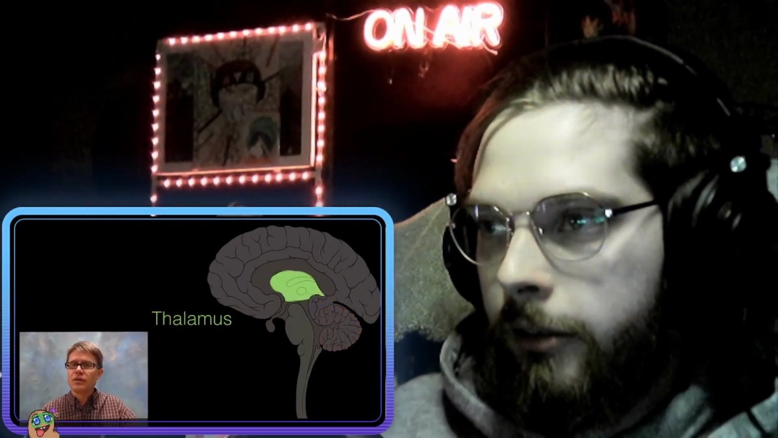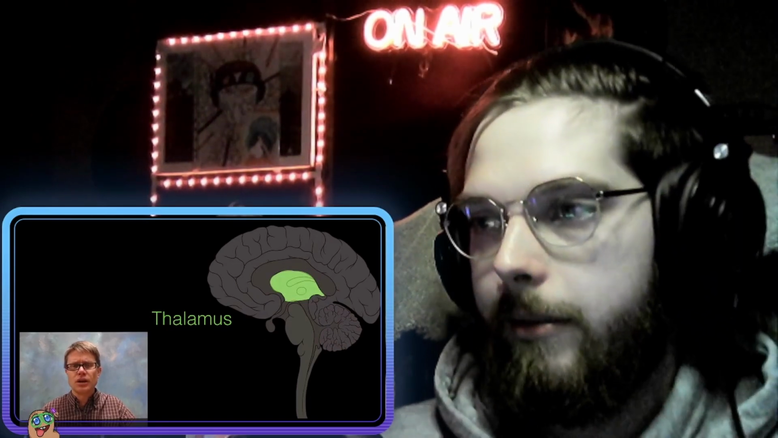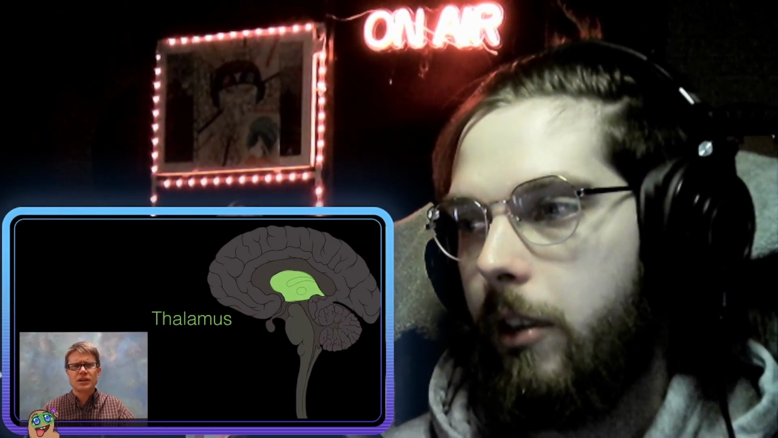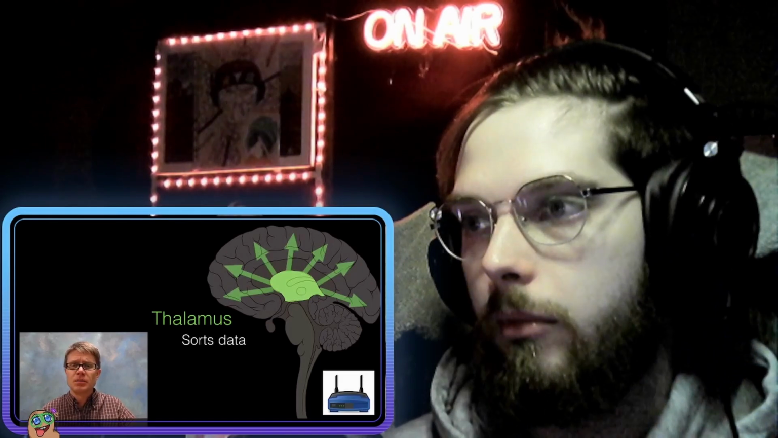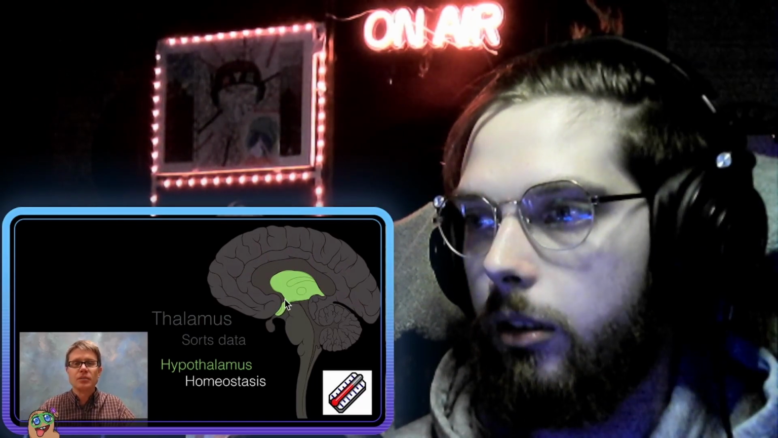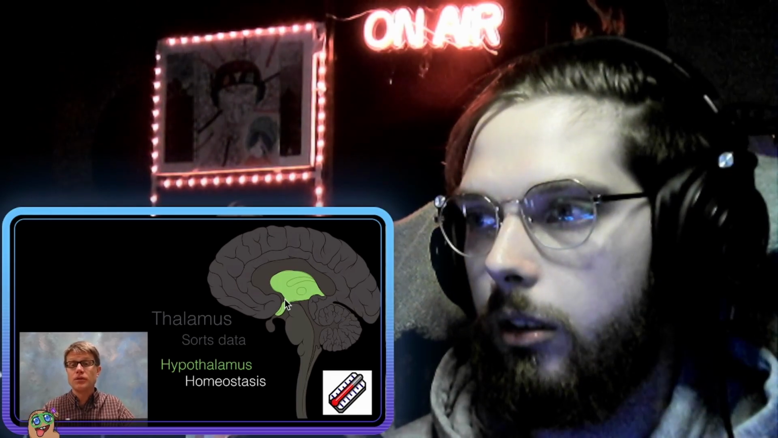To keep moving up, we now have the thalamus. The thalamus again sits right on top of the brainstem. And so the best analogy I could come up with is a router. It's basically sorting data and sending it where it needs to go. If we were to look below that, there's a little structure here that's incredibly important. It's called the hypothalamus. That's going to be really right above the roof of your mouth.